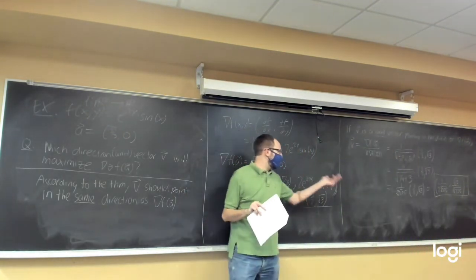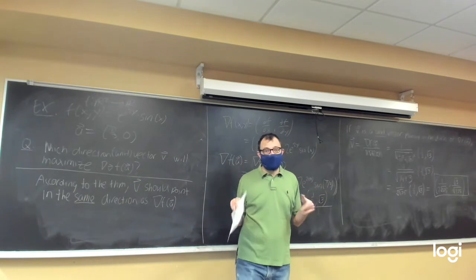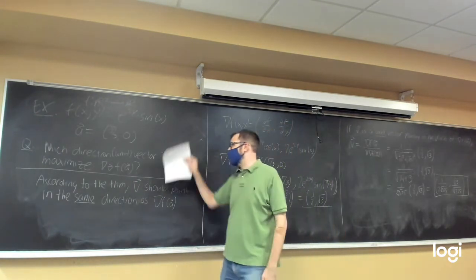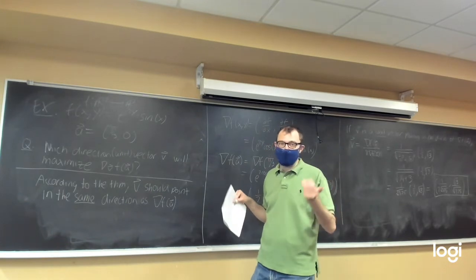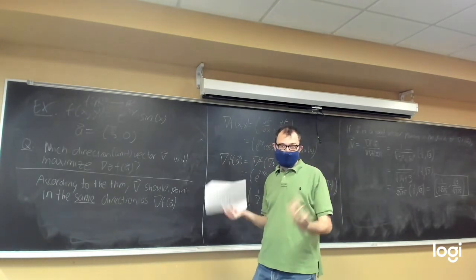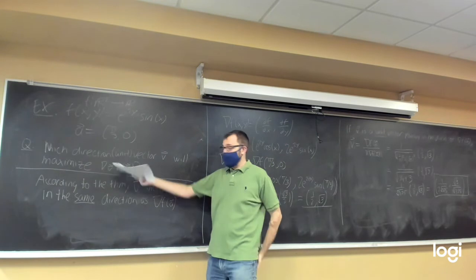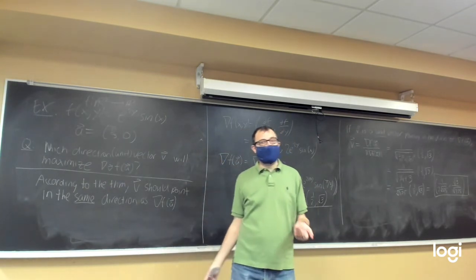If this is our direction vector v, that's going to be the direction that we could walk in if we're standing on the surface of f at this point A. That'll give us the most uphill slope, the maximum value that the directional derivative can take at that point.